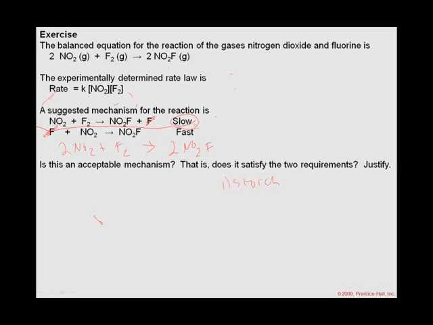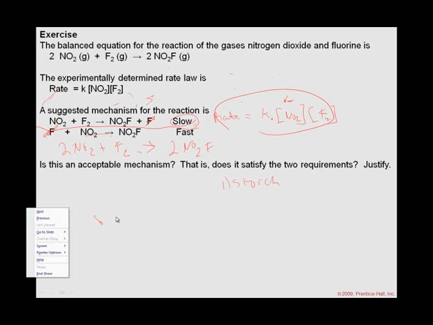So what I'm going to say is the rate is equal to some constant times, and I'm just going to call that K1 because it might be different from the K up here, NO2 concentration and the fluorine concentration. And like I said, we're not going to add the rate of the fast step here. And if I look at what I have here, it matches what's here.